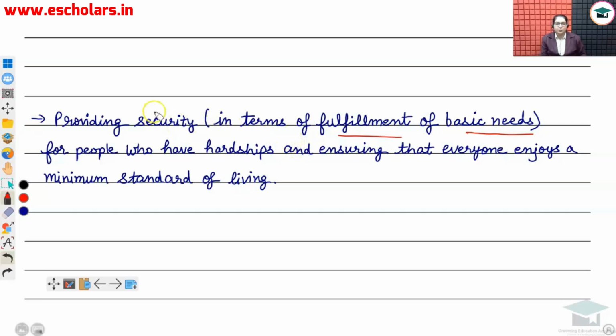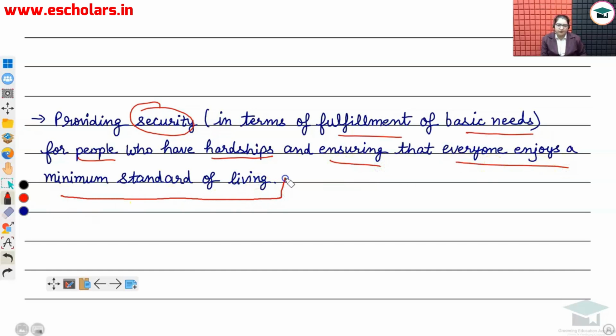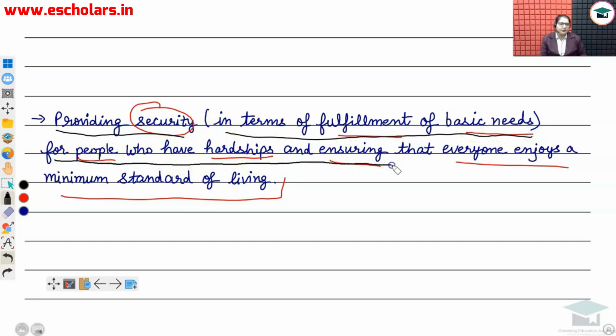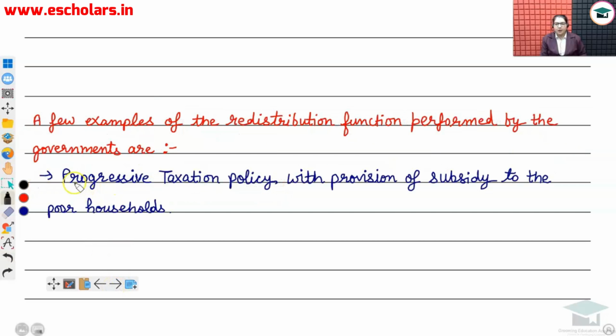So government wants to provide the security to those people who are facing hardships, or you can say challenges, and the government ensures that everyone enjoys a minimum standard of living. So let's have a look. Providing security in terms of fulfillment of basic needs for people who have hardships and ensuring that everyone enjoys a minimum standard of living. Now further, there are few examples that we are going to talk about of the redistribution function performed by the governments.